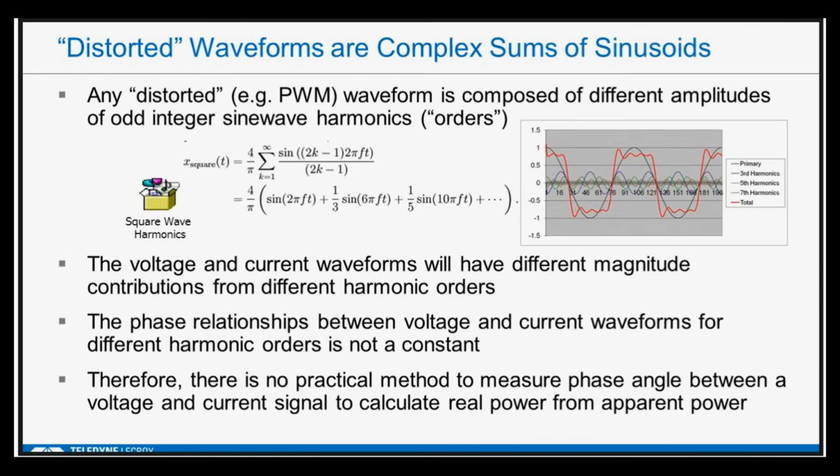So if you think of your square wave or your PWM waveform as being lots of different sinusoids, remember, voltage and current each have different magnitude contributions from different harmonic orders. And the phase relationships between the voltage and current waveforms for all these different harmonic orders are not constant. It'll be different for each harmonic. Therefore, you can't use a phase angle calculation method between a voltage and current signal to calculate the real power from the apparent power. It just can't be done.